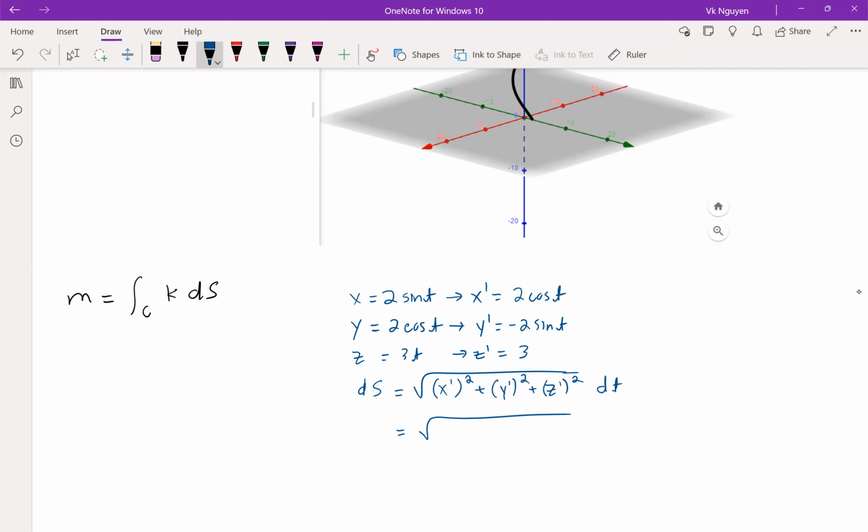Root of (2 cosine t) squared plus (negative 2 sine t) squared plus 3 squared dt. And this is going to give us, fortunately, the cosine squared and the sine squared add up to 1, so we have a root of 4 plus 9 dt, so that will be a root of 13 dt. Yeah, so that's the ds right there.